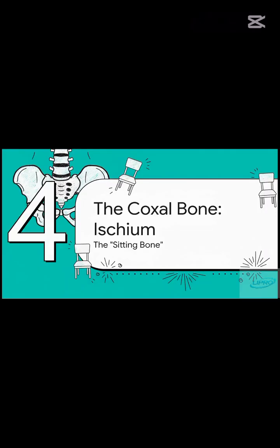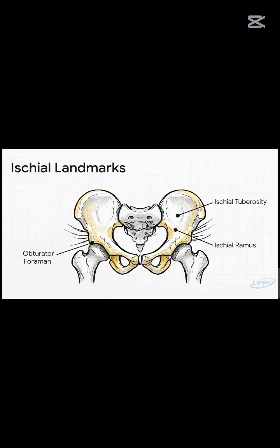All right, next up, we have the ischium. This is the strong part of the hip bone located towards the back and the bottom. You probably know it better as the sitting bone, because when you're sitting down, this is the part that's bearing your weight. So let's look at the landmarks on the ischium. First, and most importantly, is the ischial tuberosity. This is that rough lower area that you're sitting on right now, and it's also where your hamstring muscles attach.